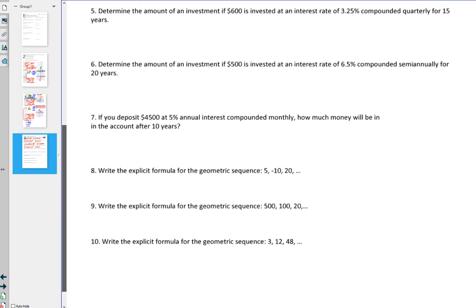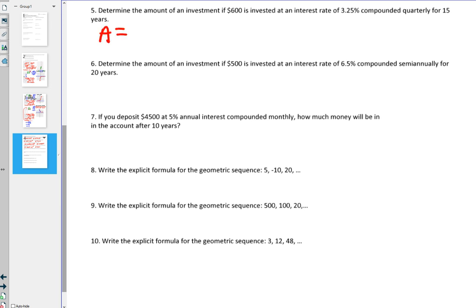Determine the amount of investment if 600 is invested at an interest rate of 3.25 compounded quarterly, so compounded interest. So amount is equal to the initial amount, which is 600. Here I will put the formula. I'm going to put 1 plus.